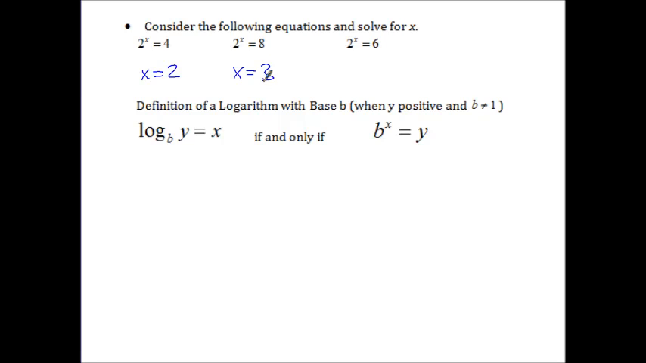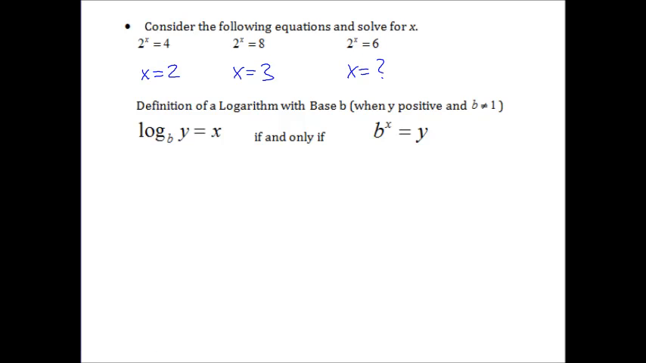Now what about the next one? 2 to the power of x is equal to 6. That is a number that we can't so easily find out. Looking at those previous two examples, we can tell that x will probably be somewhere between 2 and 3, but what the number is, we really don't know.